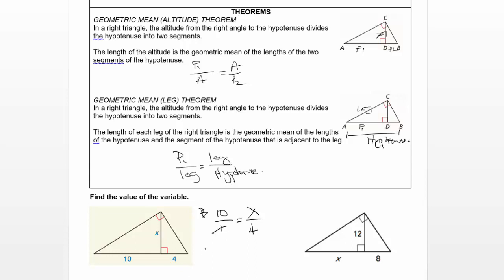Or better yet, if I cross multiply, x times x is x squared. 4 times 10 is 40. So x is the square root of 40. If you simplify this square root, it breaks down into 4 times 10. So the square root of 4 is 2, and the square root of 10 stays, so x is 2 times the square root of 10.